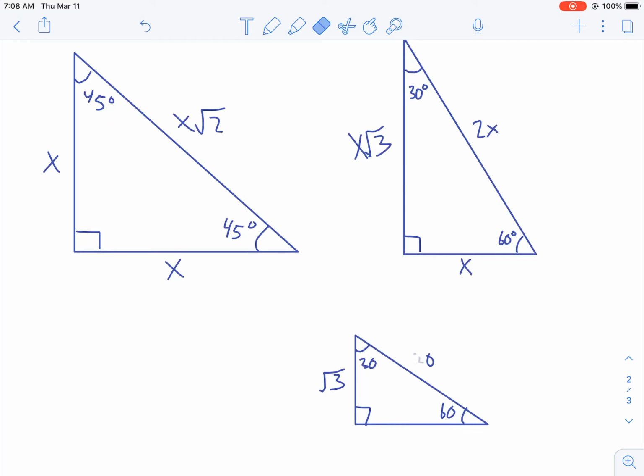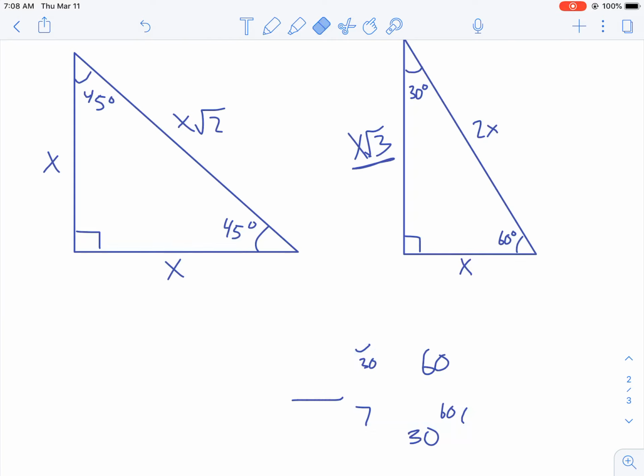Or I could give you the 60 side. I could say this is 30 radical 3. So now I'm giving you this. Since 30 radical 3 matched up with x radical 3, I know x is 30. And then if I double that, I know the hypotenuse is 60. So again, I should be able to give you any three sides and you should be able to work through it.